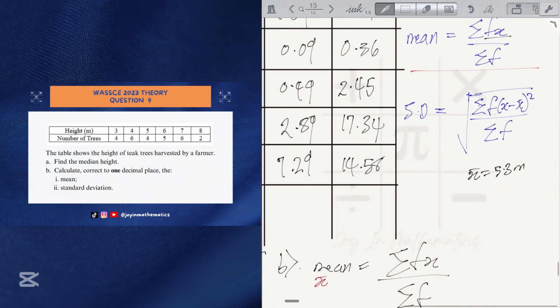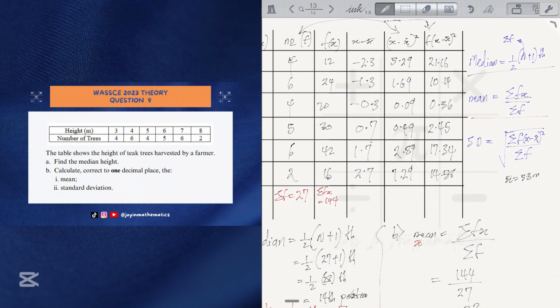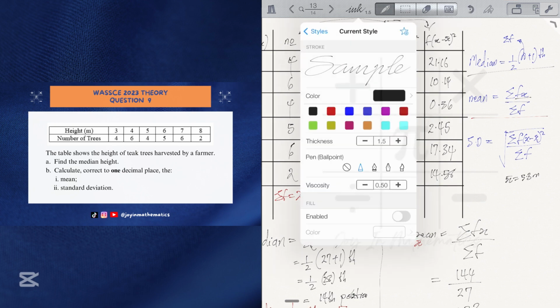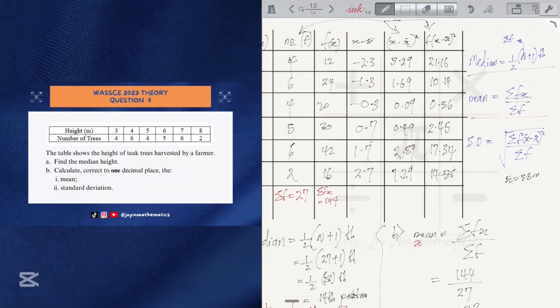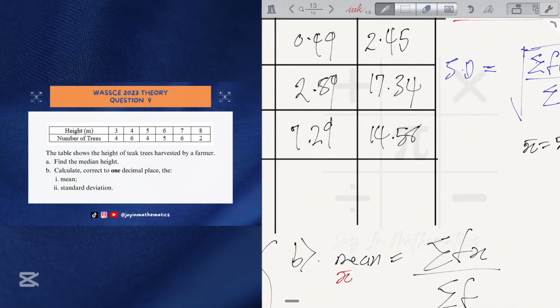Now going back to the formula, we have to find the summation of f of x minus x bar squared. So that means we are going to sum everything here. Summing it all together: 21.16 plus 10.14 plus 0.36 plus 2.45 plus 17.34 plus 14.58. We use a calculator, and the summation of f of x minus x bar squared will give us 68.58.